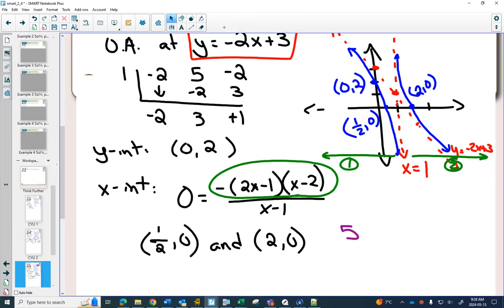Sometimes in these ones you feel like, oh, it shouldn't be done already. It feels like I should do more work. Circle question number 5.